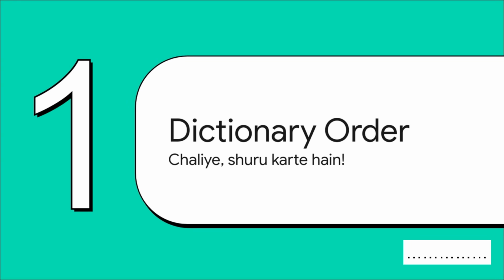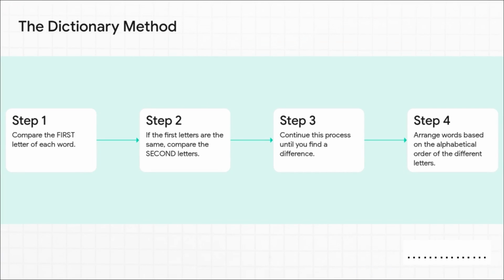Our first topic is dictionary order questions. Now, these might look simple, and honestly, they are, but only if you know the right method to solve them quickly. So these 4 simple steps you see here, they're the foundation for every single dictionary question. It's a simple process. First, you compare the first letter. If they're the same, you just move on to the second letter, then the third, and so on. The moment you find a letter that's different, that's your key to figuring out the correct order.